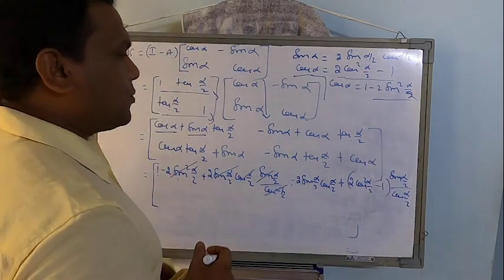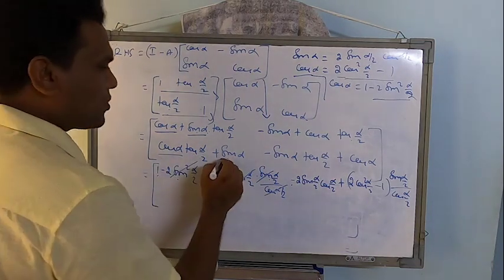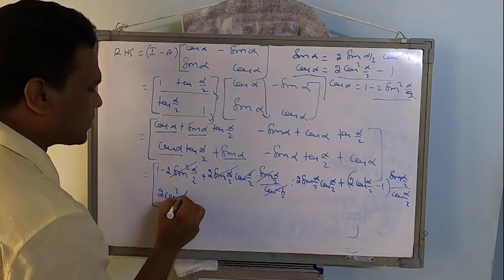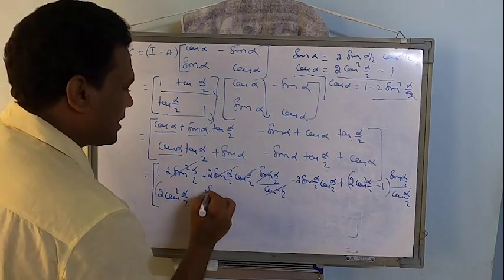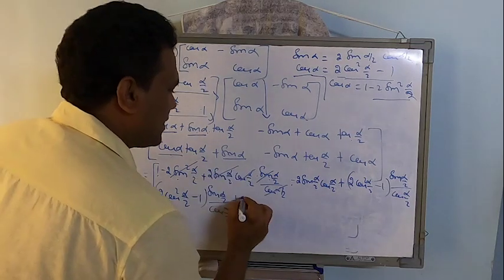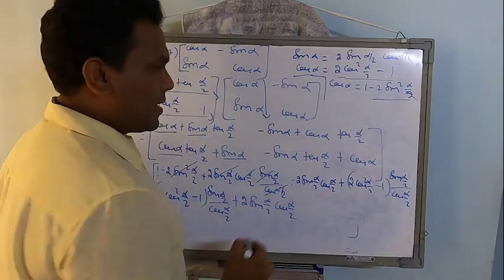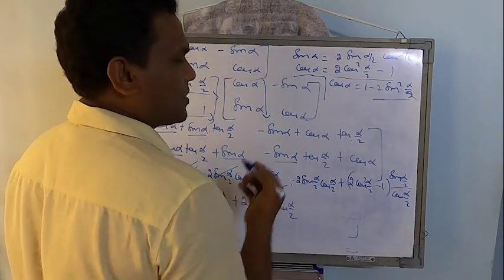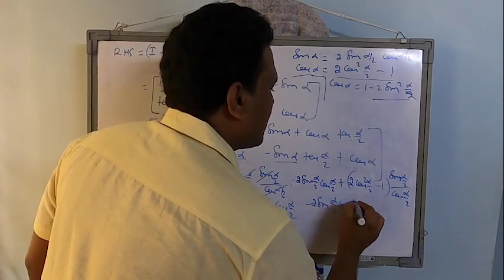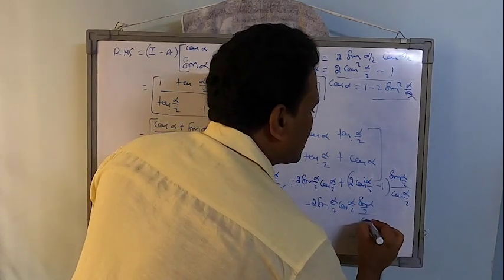Fine, okay. And now the next, for the second row, we have cos alpha multiplied by tan alpha by 2, and sin alpha. So cos alpha, the same formula which I used here, 2 cos square alpha by 2 minus 1, multiplied by sin alpha by 2 by cos alpha by 2, plus, here it's going to be 2 sin alpha by 2 multiplied by cos alpha by 2. And here we have sin alpha, right? So sin alpha can be written as, and there is a minus sign, minus 2 sin alpha by 2 multiplied by cos alpha by 2. Tan alpha by 2 can be written as sin alpha by 2 by cos alpha by 2.